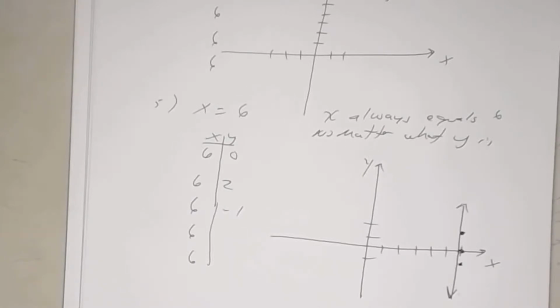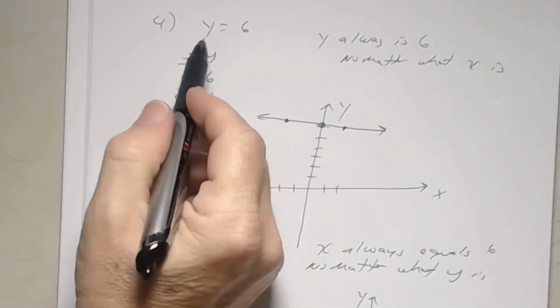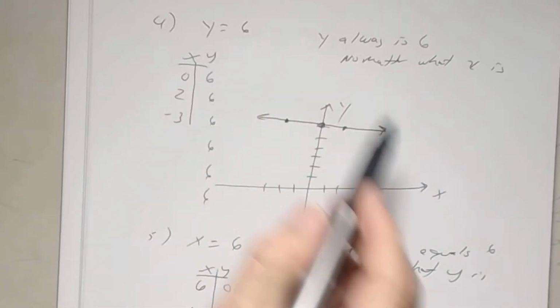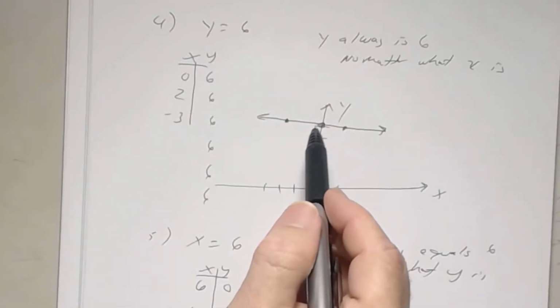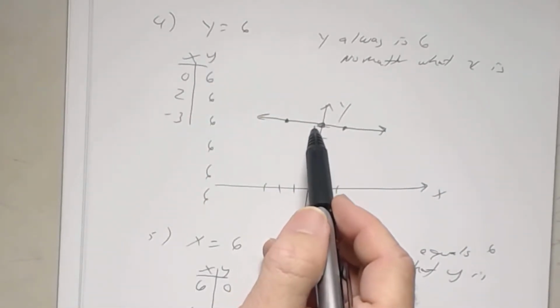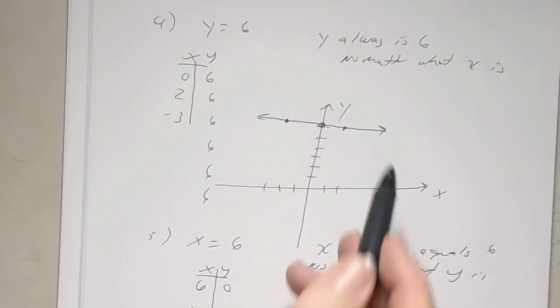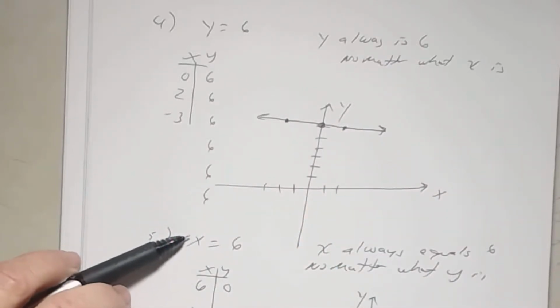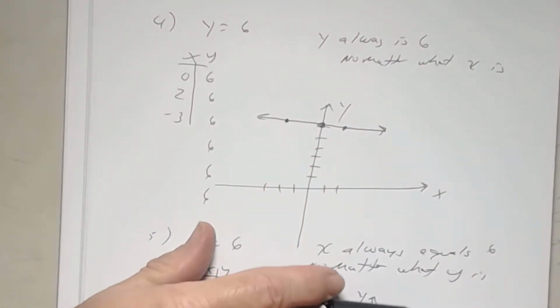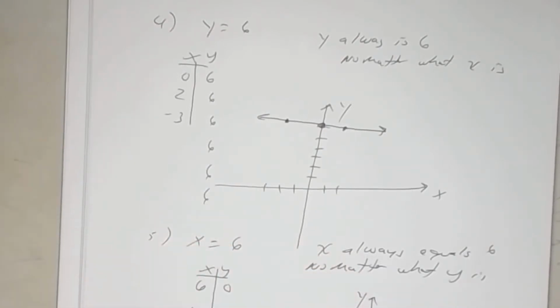And it's kind of easy to remember because, look, y equals 6 is horizontal, and it crosses the y-axis where? At 6. X equals 6 is vertical. It crosses the x-axis at what? 6. All right? So just kind of try and remember some of these ideas.